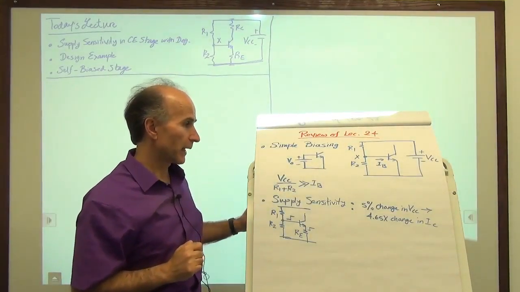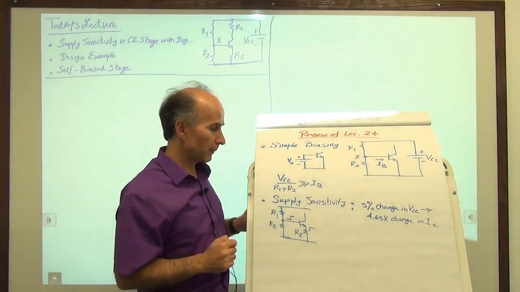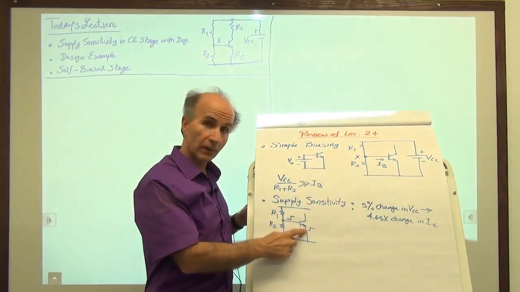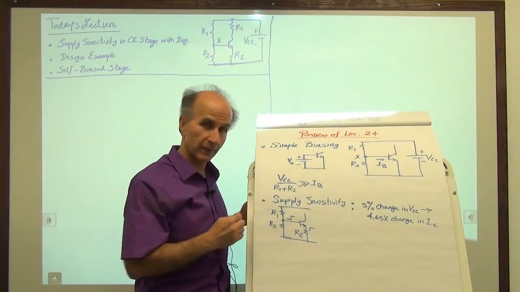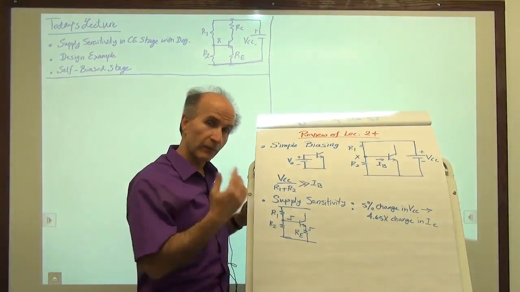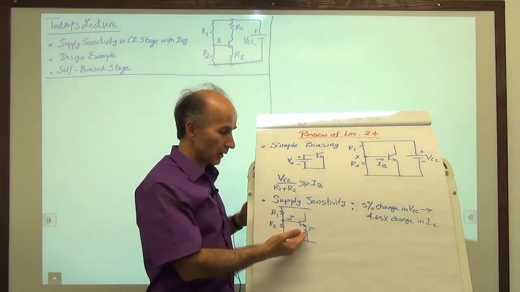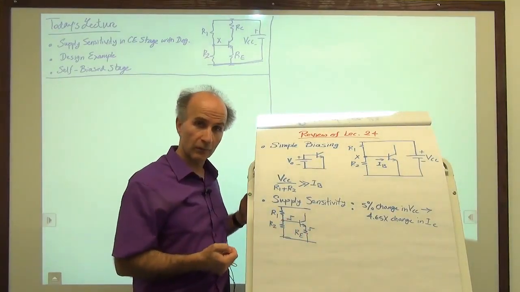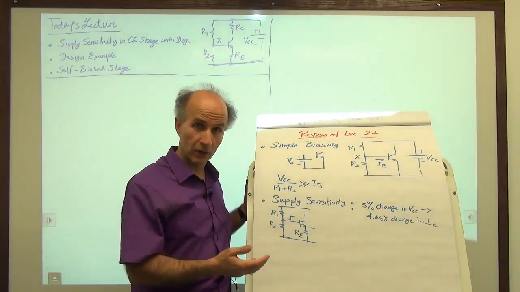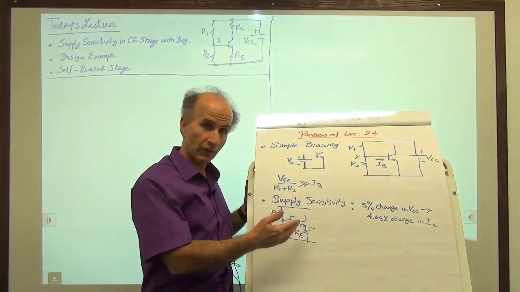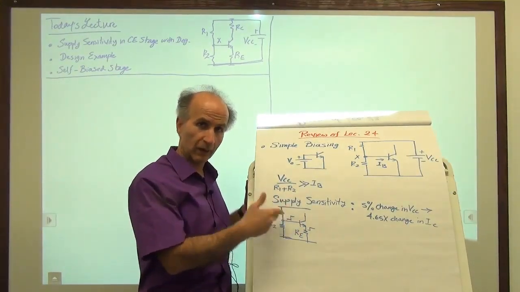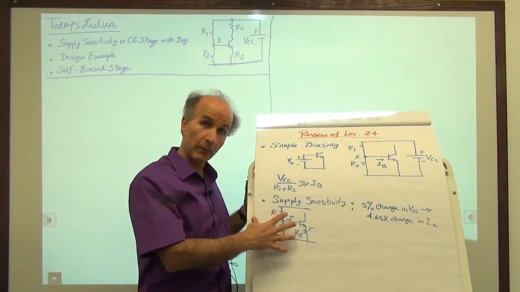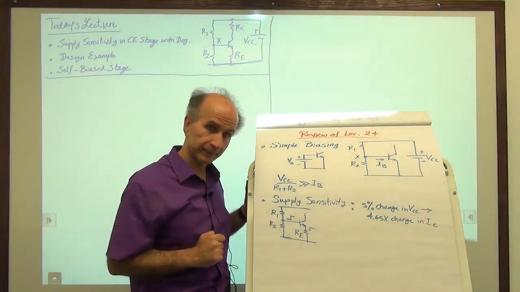Okay, so then we thought maybe if we add a degeneration to the emitter, that will help with the supply sensitivity as well. Previously, we considered emitter degeneration for other sensitivity issues, such as variation of IC with temperature or with the signal level, etc., but we are thinking maybe it also helps here.